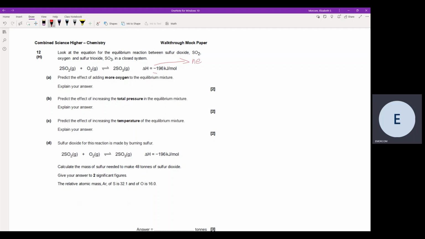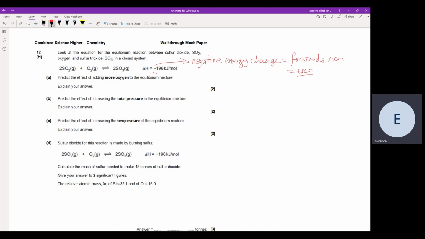So negative energy change equals forwards reaction, RXN for short, is exothermic.